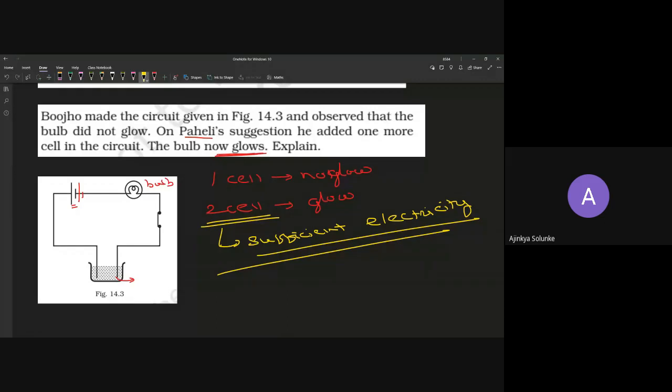See, if it was a fuse bulb, in the second case it would not have glowed. Now in the second case it is glowing, right? So it's not a fuse. It's a good bulb. The reason for this is that sufficient electricity was given in the second case, and that's why the bulb is glowing now.